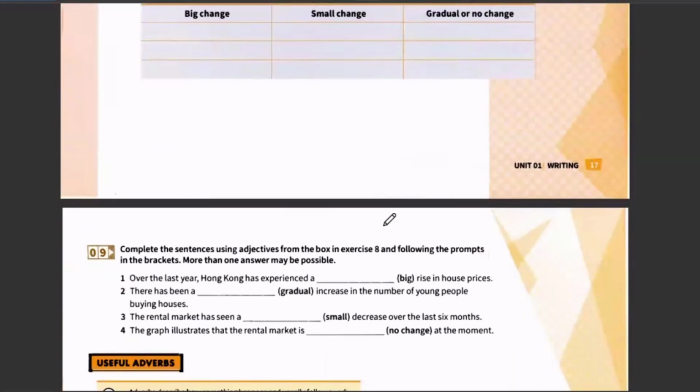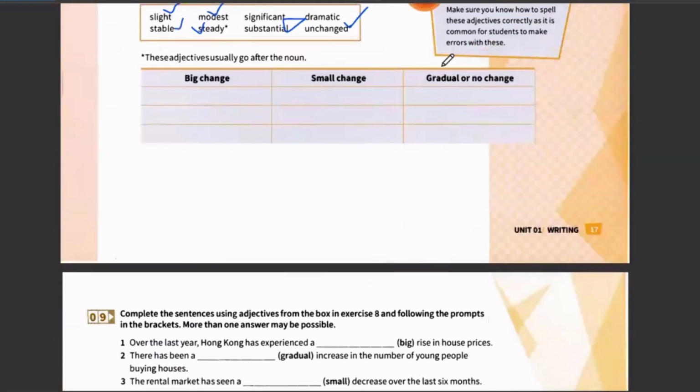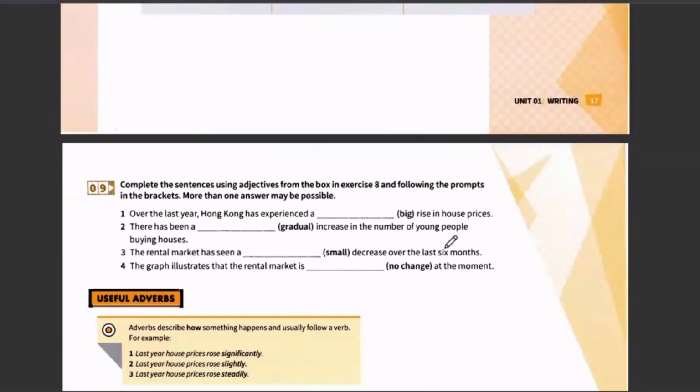Okay, now that we know these words and their usage, let's see the next activity where we have to fill in these blanks. In this, we have to complete the sentence using adjectives from the box in exercise 8 and following the prompts in the brackets. So these are called the prompts. Prompts are topics or words that are given in front of us so that we can understand what to say or what to use.